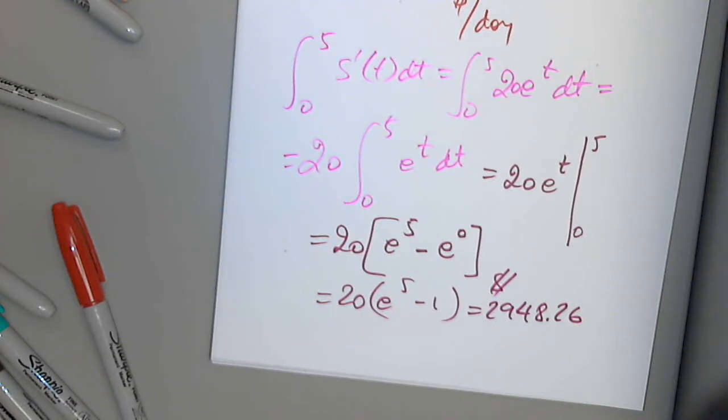Part B. Find the sales from the 2nd day through the 5th day. And in parentheses, we have a hint. This is the integral, they should have said the definite integral of course, the definite integral from 1 through 5.